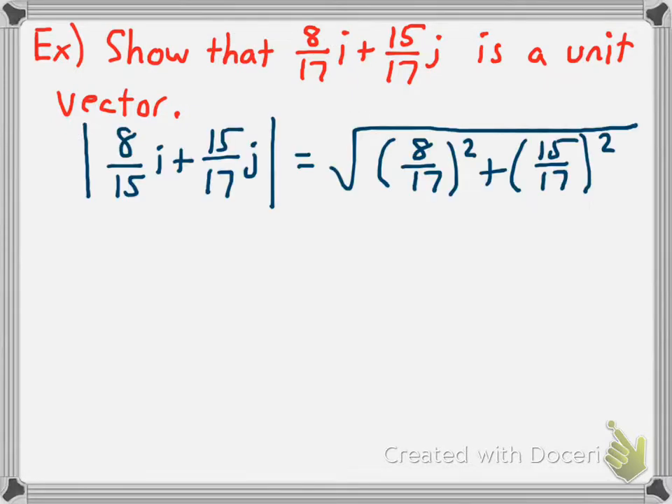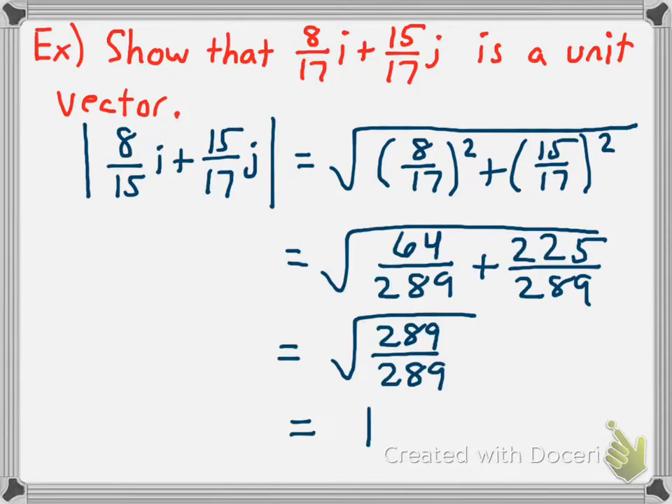You can see I'm simply using the magnitude formula, the square root of a squared plus b squared. And I'm just working with fractions. You can follow the rest of my work there, but we showed that its magnitude is 1. That shows that it's a unit vector.